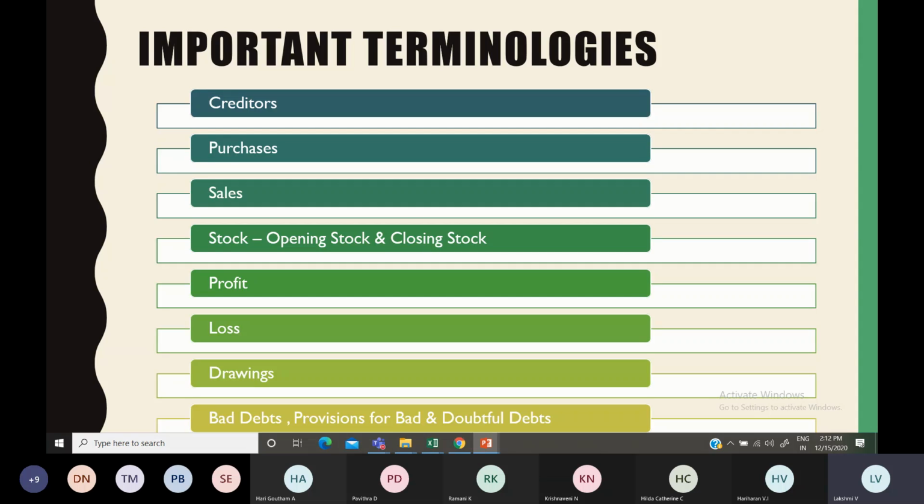And next, if you see, bad debts, provision for bad and doubtful debts. These are things that come into the picture generally when I sell goods on credit. We already discussed sales here.